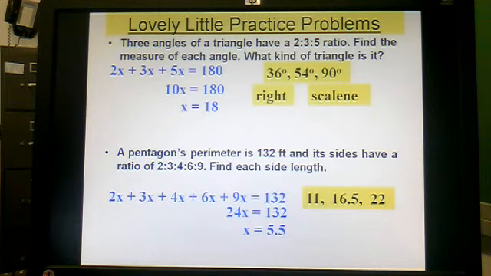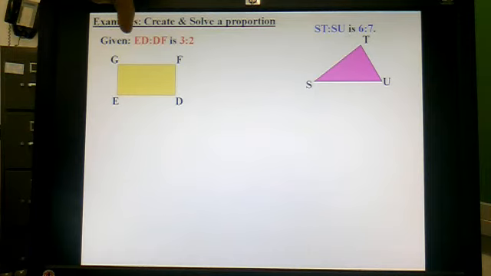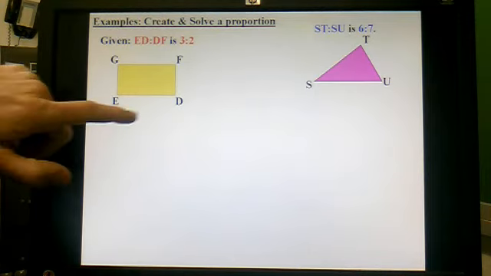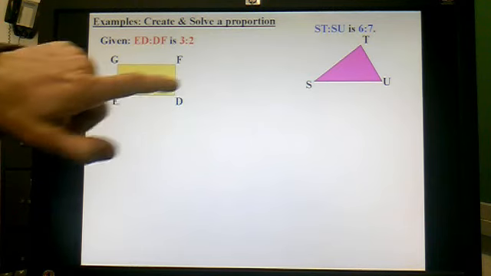Let's confirm if you really got it. So we're talking about ratios, talking about proportions. Here's a little step up in terms of the level of question on it. Here's a rectangular shape, a rectangle, and then a triangle. And I'm giving you on your paper, it should have this ratio given, ED to DF. In other words, like the length to height ratio is 3 to 2. This is a 3 to 2 ratio.